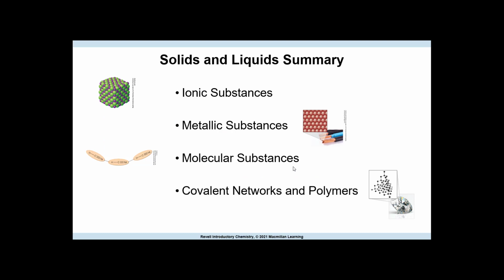So let's briefly summarize these ideas. Ionic substances are often hard, brittle substances with high melting points. Metallic substances conduct electricity, and may be pounded or stretched into different shapes. Molecular substances are composed of discrete molecules. The melting and boiling points of these substances depend on the forces of attraction between the molecules. And finally, covalent networks and polymers have long sequences of covalent bonds resulting in huge molecules.